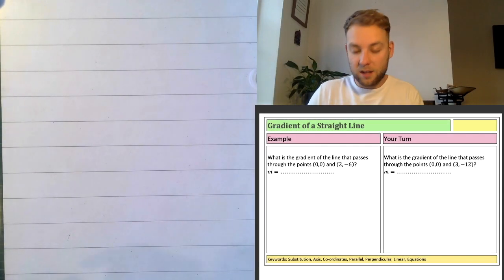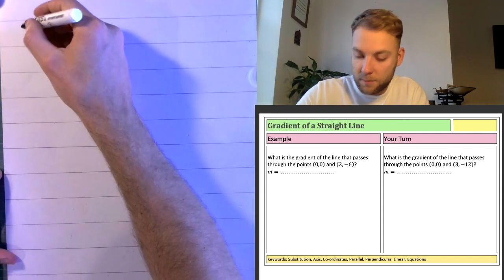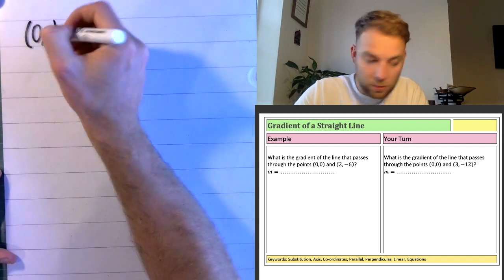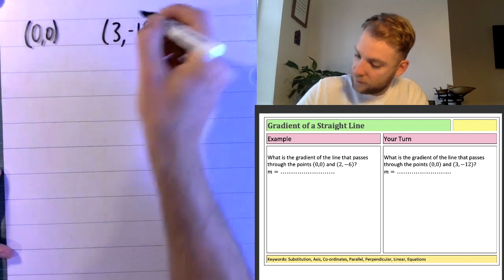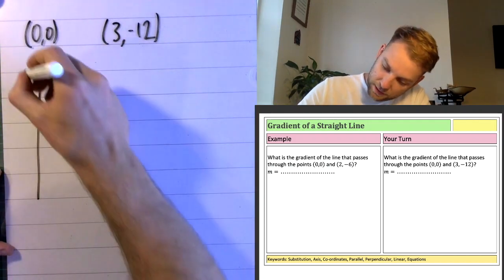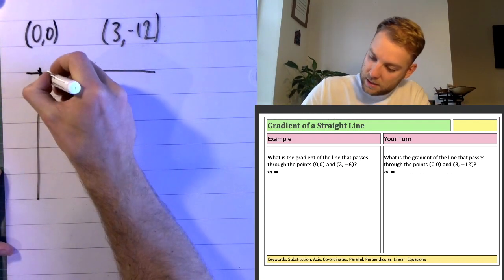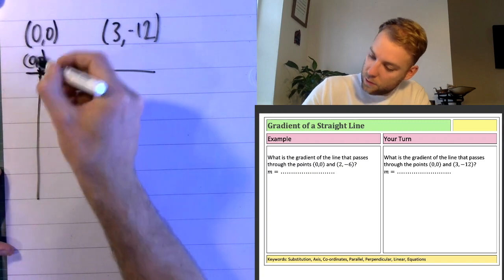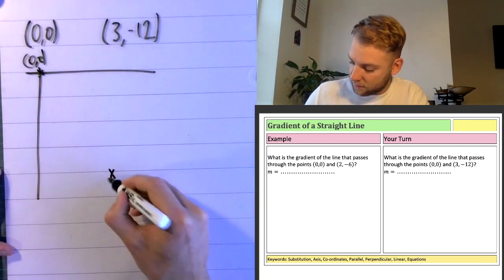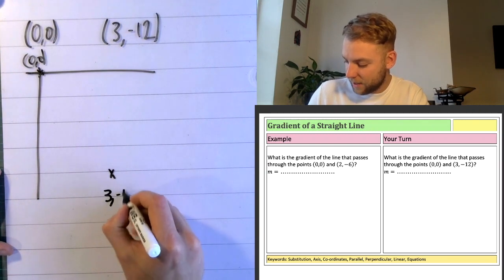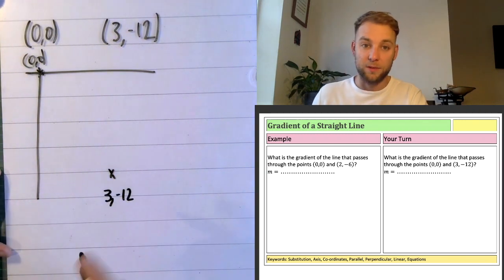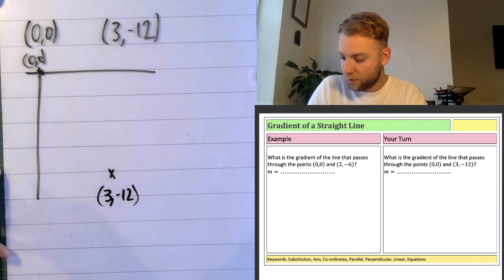Okay, let's do it together. So this time I'm going from 0, 0 to 3, minus 12. So I'm going to draw it nice and big again. 0, 0, 3 across, minus 12 down. Now notice that this looks exactly the same as the last graph I did, but I've just changed the numbers. That's okay, that's fine. 3, minus 12.